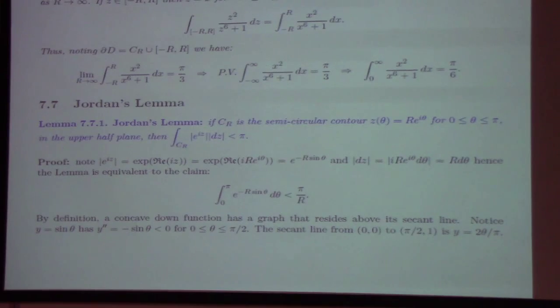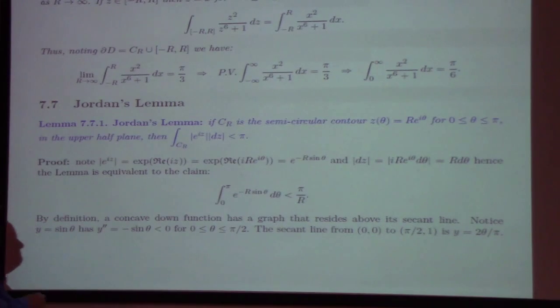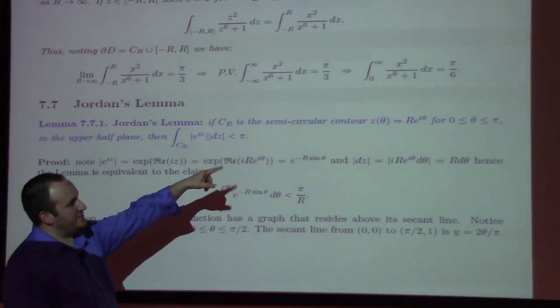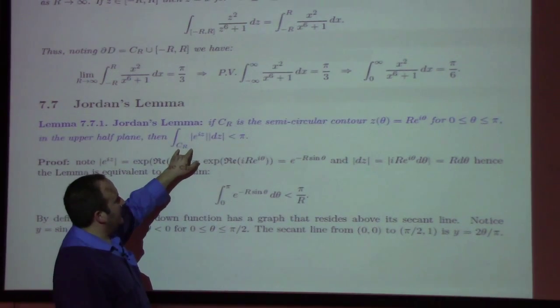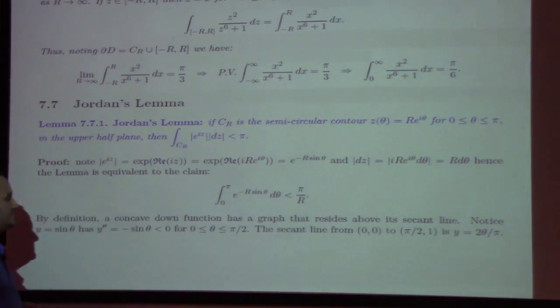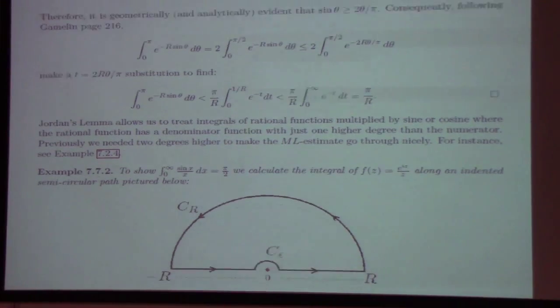It says that if you have a semicircular contour of radius r in the upper half plane, let's say, a half circle, so 0 to pi, then the integral over that half circle of the modulus of e to the iz dz is less than pi. The proof of this is a little bit technical and not really the point of what I'm talking about, so I'm going to skip over it and show you how we use this.